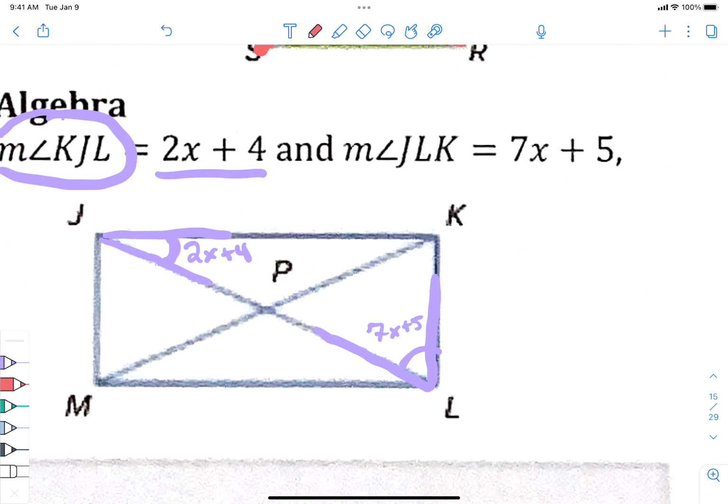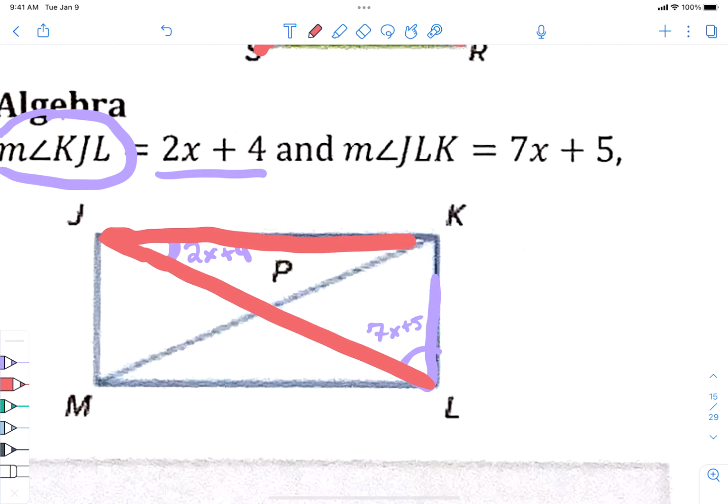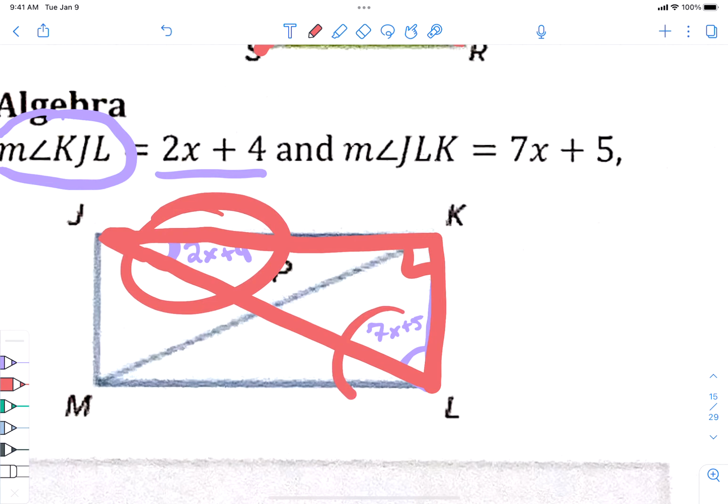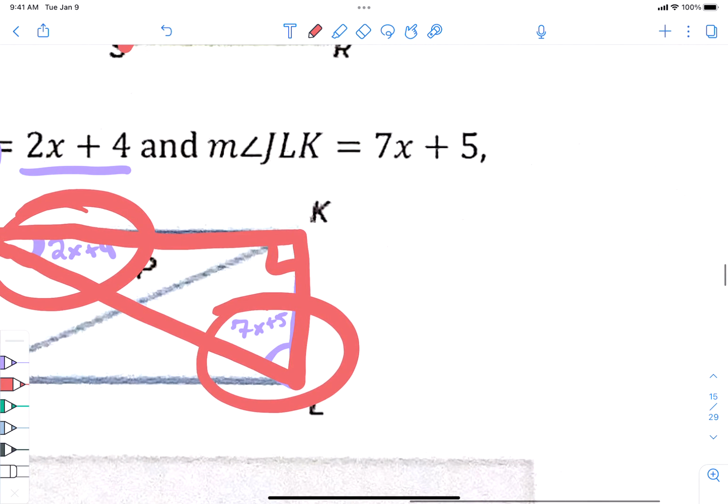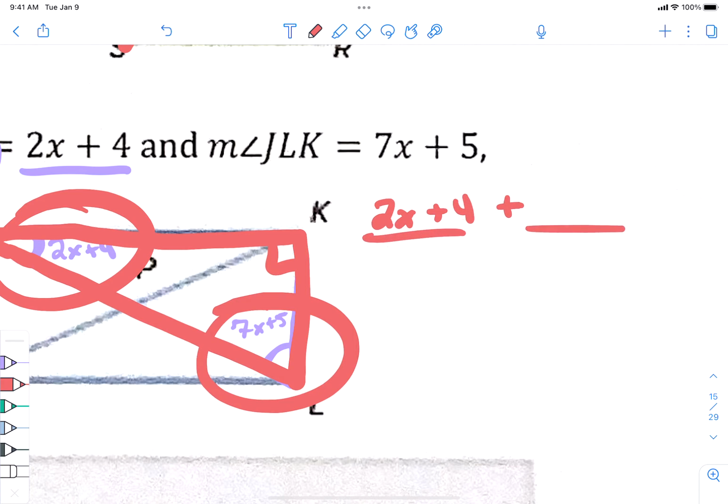Look at this as a triangle right here. Just look at that triangle, ignore everything else. This is a 90-degree angle up here. So if all 3 of them add up to be 180, then this one and this one together have to add up to be the other 90, right? So they're not equal to each other, but we know that they add up to be 90. So 2x plus 4 plus this guy, 7x plus 5, equals 90 degrees. And then we just solve.